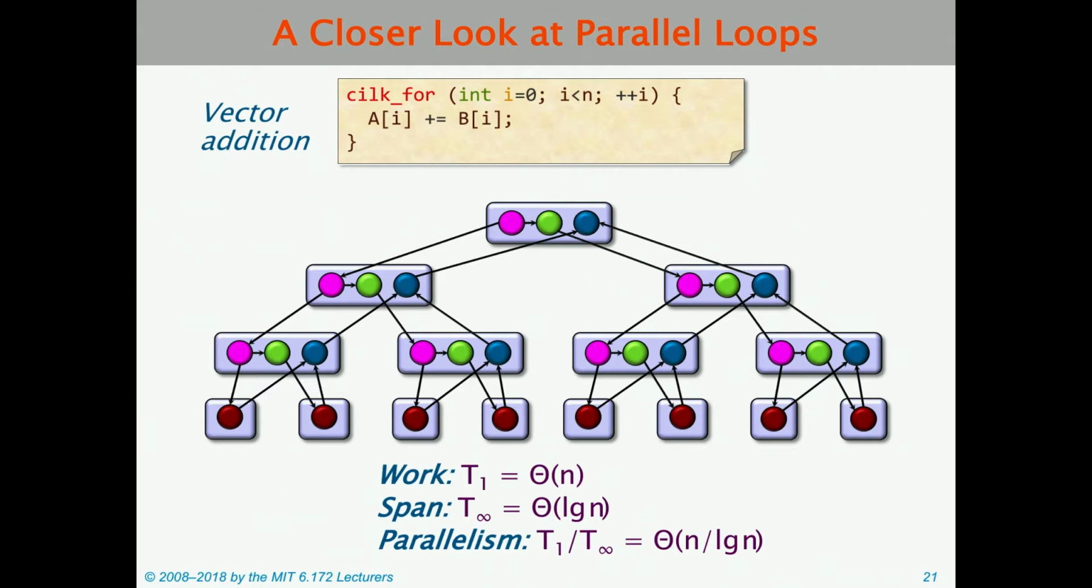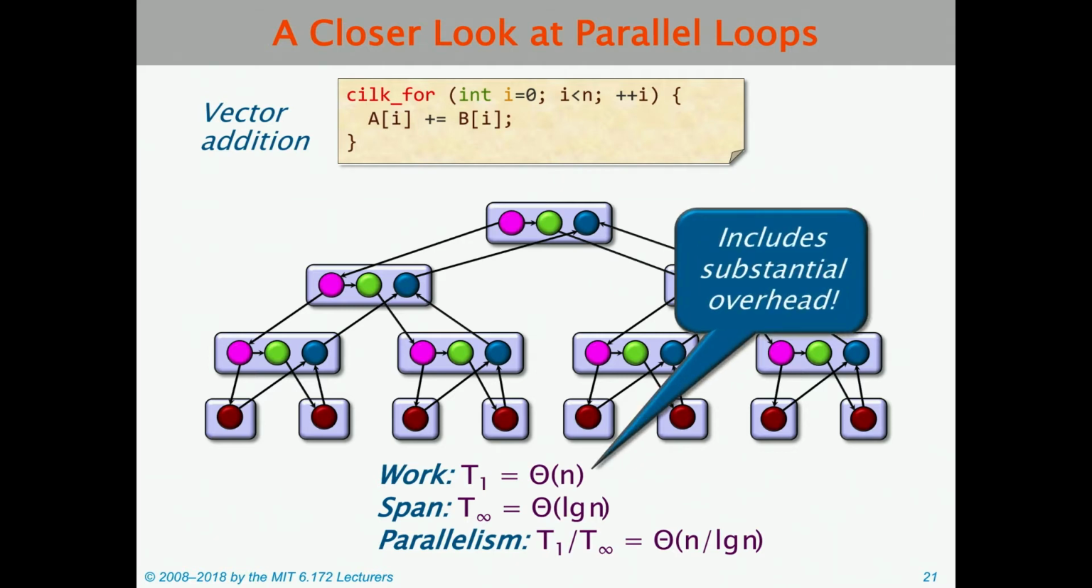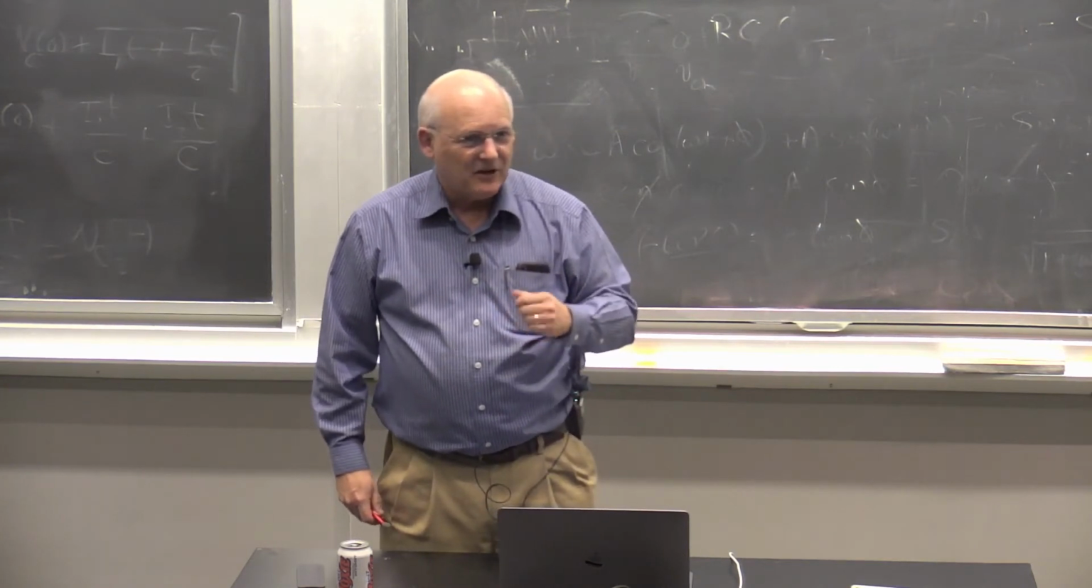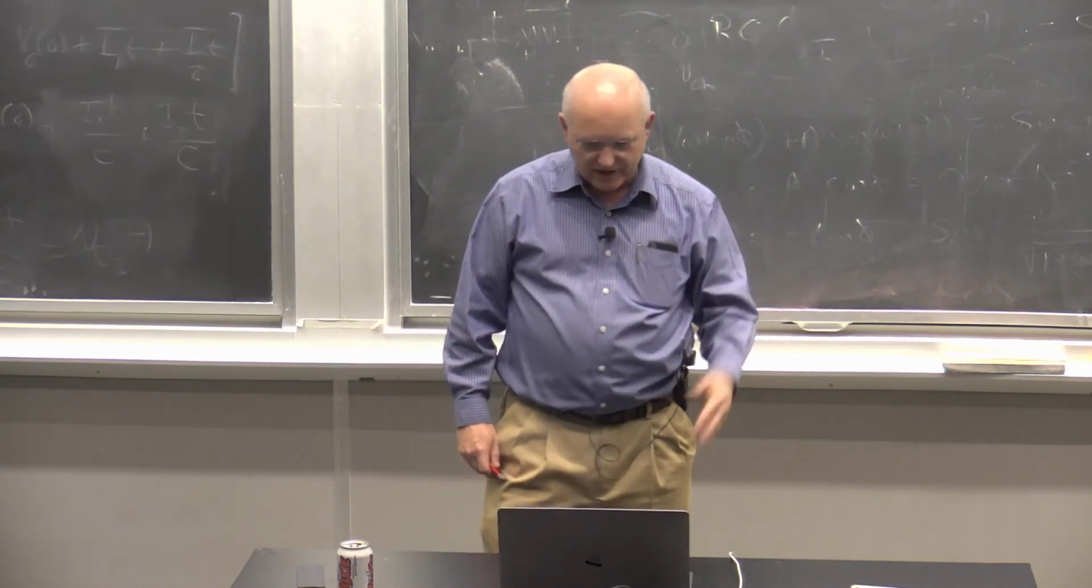Okay? So now, if I look at this, though, the work here includes some substantial overhead. Because there are all these function calls. It may be order n, okay? And that's good enough if you're certain kinds of theoreticians. This kind of theoretician, that's not good enough. Okay, I want to understand where these overheads are going.